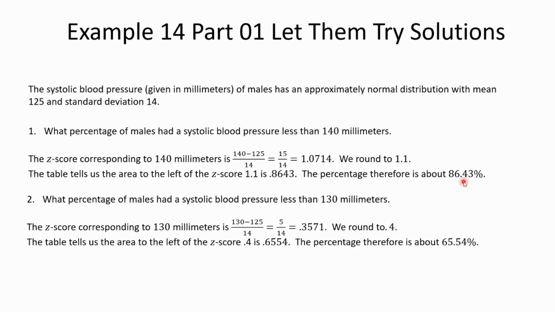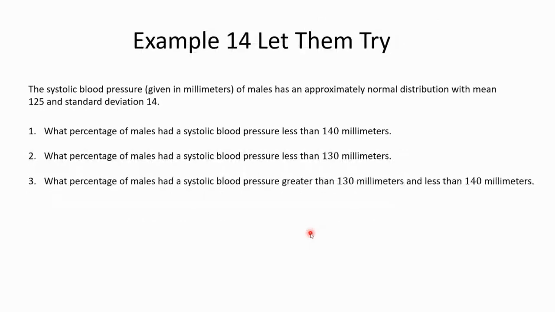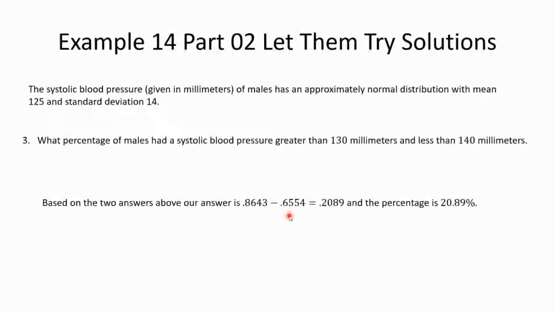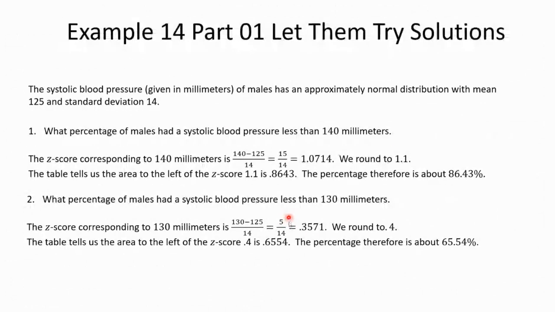So now for the next part B, what about less than 130 millimeters? It's really the same question, except instead of 140, you use 130. So your z-score is going to be different. Again, you subtract the mean, divide by the standard deviation, and you end up with this. Let me show you. I'm using the formula here. Subtract the mean, divide by the standard deviation. That's what I'm using here. So this is what I get.